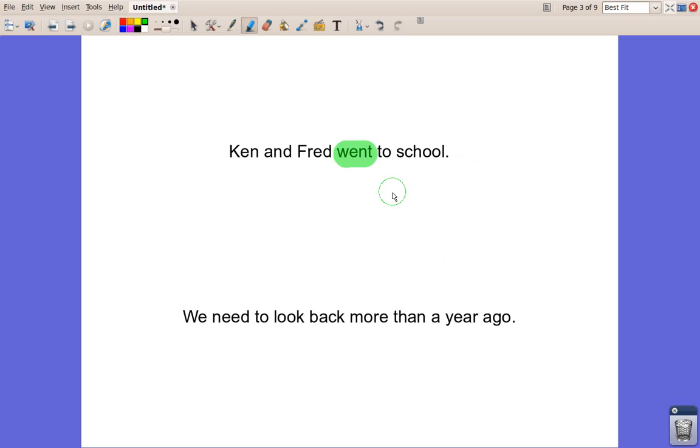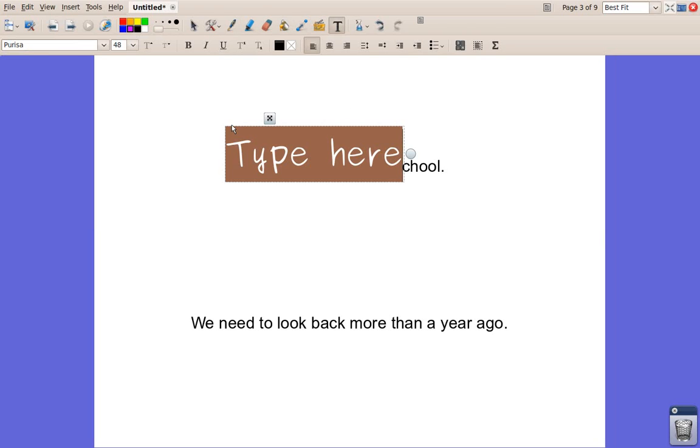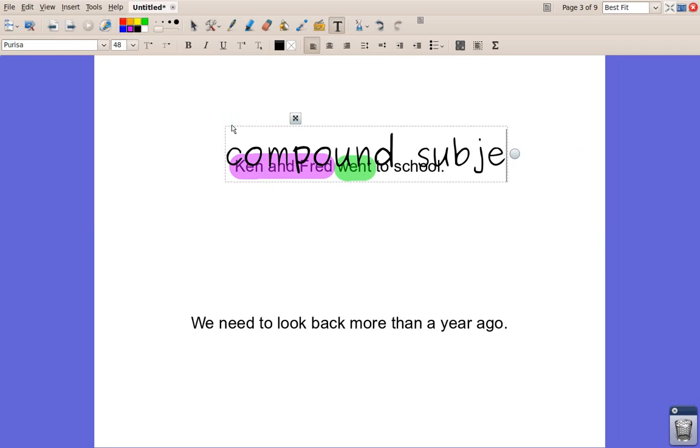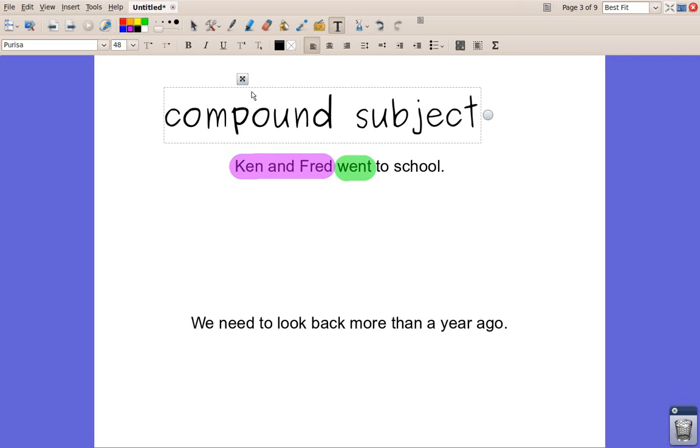And so now we can ask ourselves, well, who went somewhere? Well, looks like Ken and Fred went somewhere. Not always directly to the left, but often directly to the left of your verb is going to be your subject here. And we happen to have a compound subject. Compound subject, and that means that we actually have more than one noun in there. We have two, Ken and Fred. So we know that Ken and Fred went. And where they go, though, they went to school.